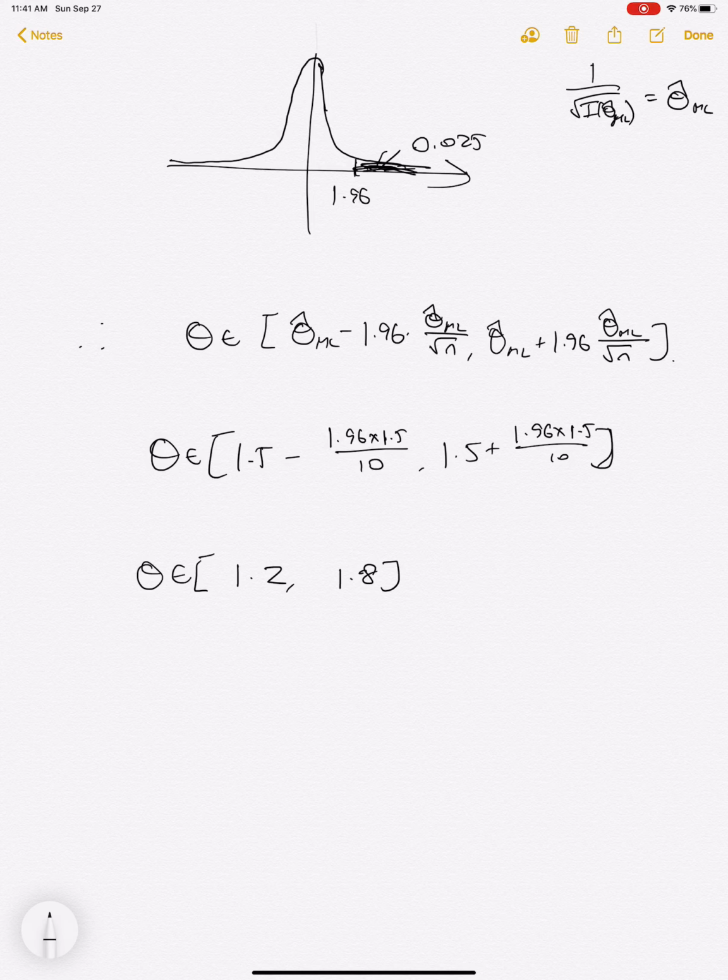Okay, so you can check that as well. But this gives us, with 100 data points, somewhat reasonable accuracy in terms of how well we can estimate this theta. But this is just the procedure of how to find it.